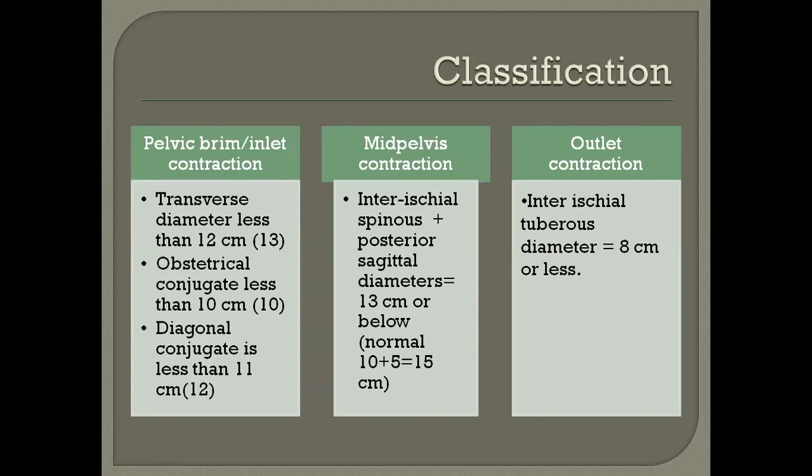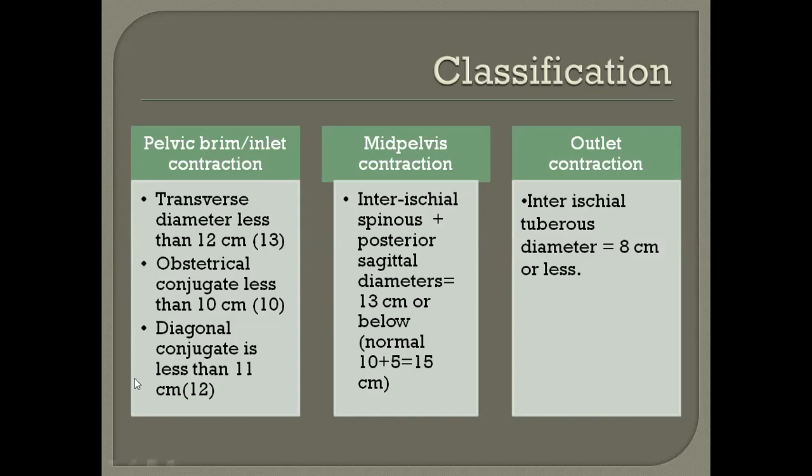Okay, so in the pelvic brim, the transverse diameter, as we said in an earlier slide, is the maximum diameter in the pelvic brim. It extends between the two farthest points of the iliopectineal line. That should be 13, but if it is coming 12, then the obstetrical conjugate, which extends from the sacral promontory to the midpoint of the symphysis pubis, should be 10, but if it is less than 10, then the diagonal conjugate, from the sacral promontory to the lower border of the symphysis pubis, should be 12, but if it is coming less than 11, then this can lead to cephalo pelvic disproportion.